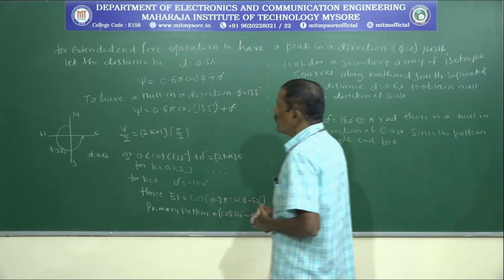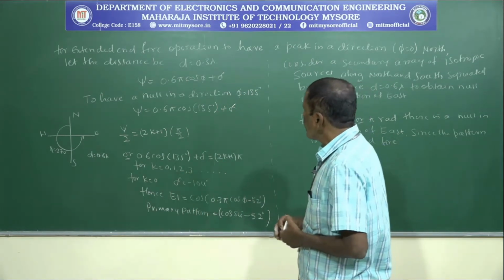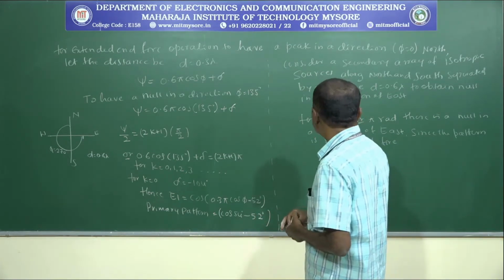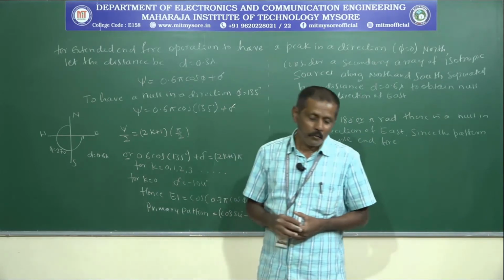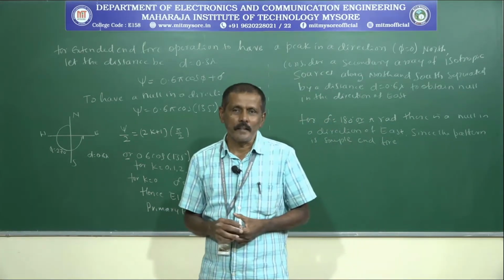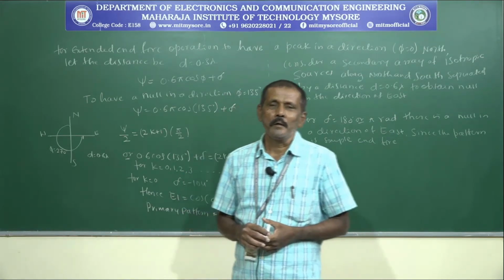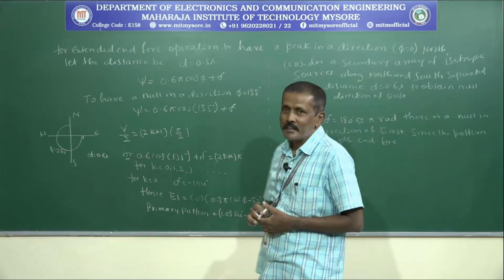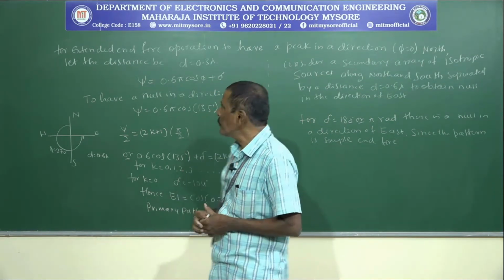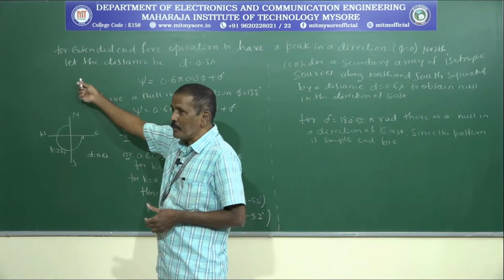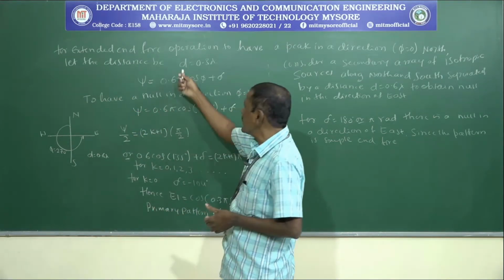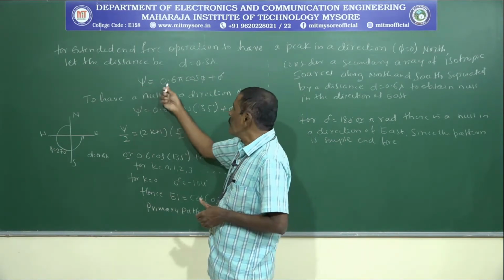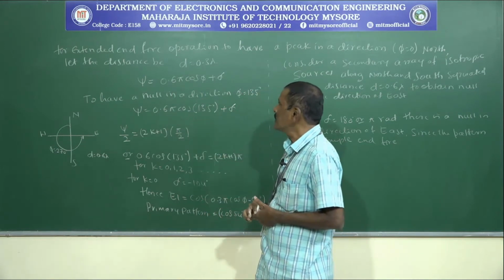Now, for an extended end fire operation to have a peak in the direction north. We want the extended end fire array to have a peak, or the maximum radiation, in the direction of north where phi equal to 0. For this purpose, let the distance d be equal to 0.3 lambda and psi equal to 0.6 pi cos of phi plus delta.